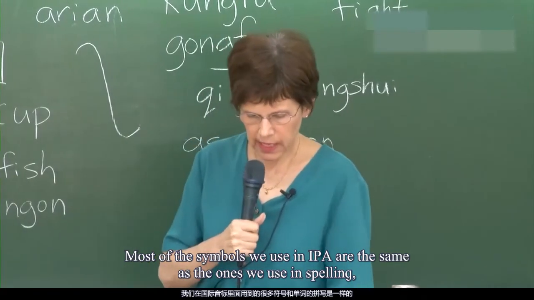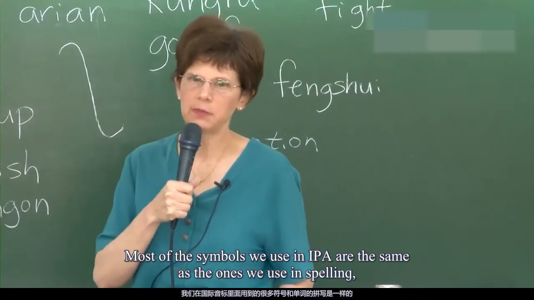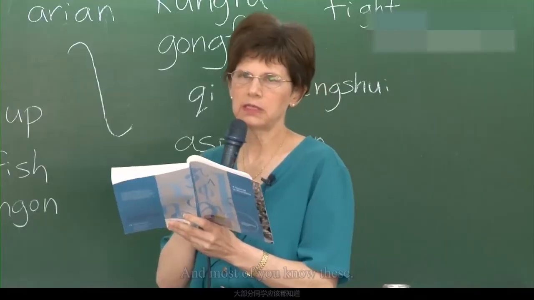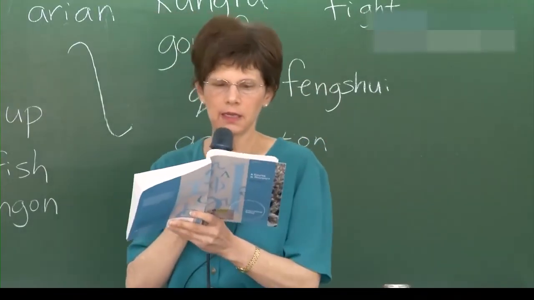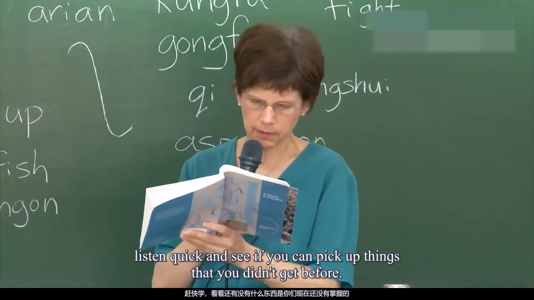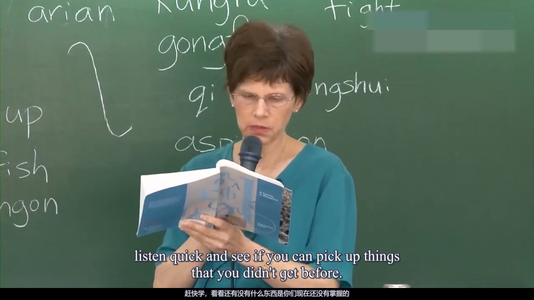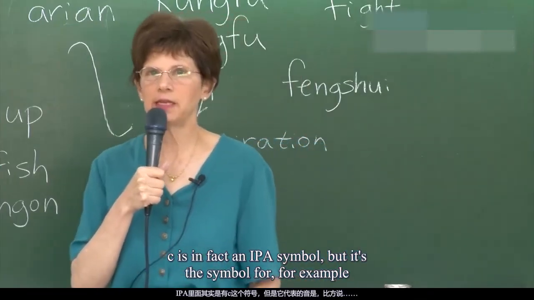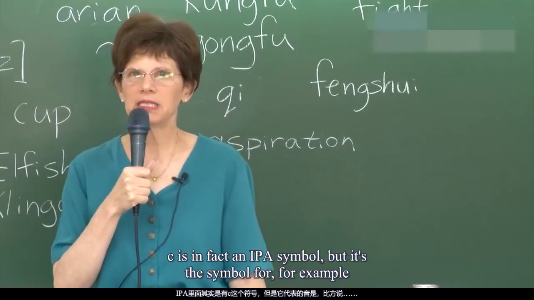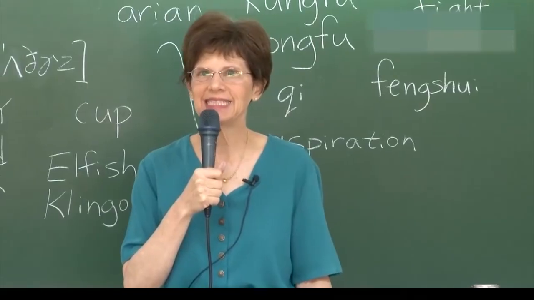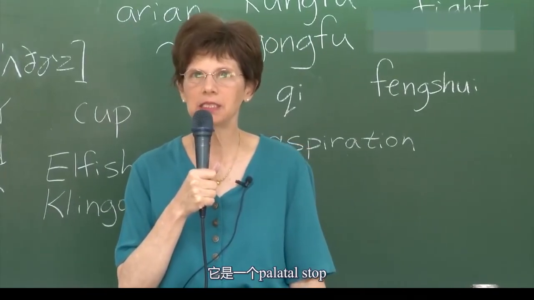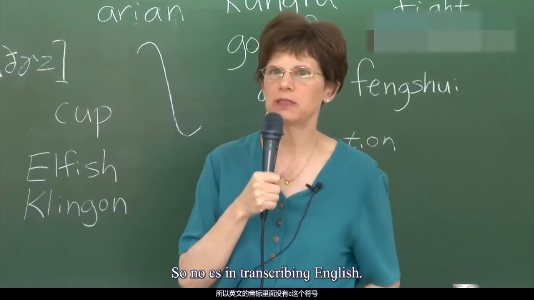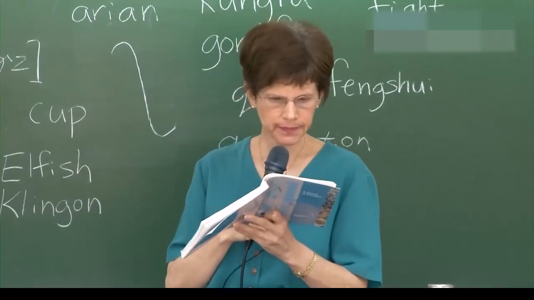And most of the symbols we use in IPA are the same as the ones we use in spelling, just symbols from the alphabet, but there are some differences. And most of you know these. If you don't know KK already, listen quick and see if you can pick up things that you didn't get before. The letter C, we're not going to use it. C is, in fact, an IPA symbol, but it's the symbol for example, 恰, 它是一个 palatal stop. We don't use it in English, so no C's in transcribing English.